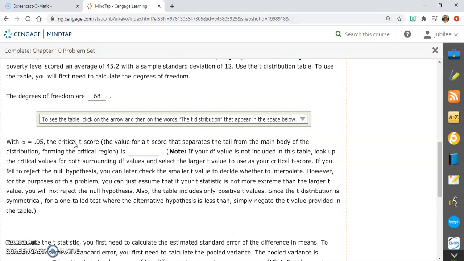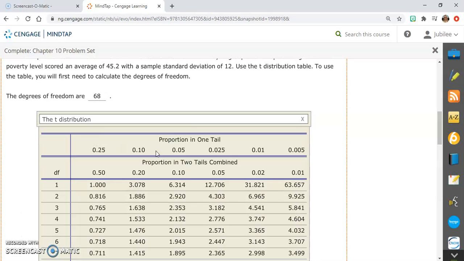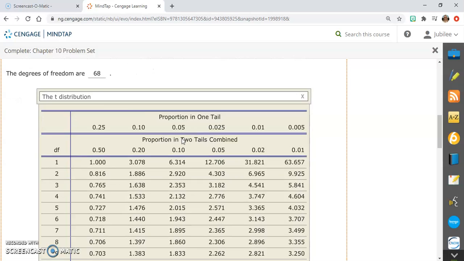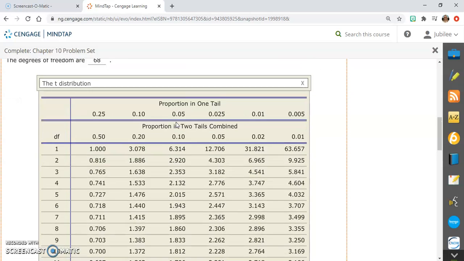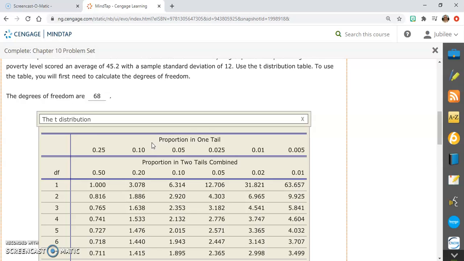So now I have to find the critical t-score for an alpha of 0.05. I have a degrees of freedom of 68 and an alpha of 0.05. So now I can open up the table. I am looking for the proportion in one tail because this is a one-tailed test. I'm using an alpha of 0.05, so I'm in this column right here. And I need to scroll down until I find the degrees of freedom of 68.